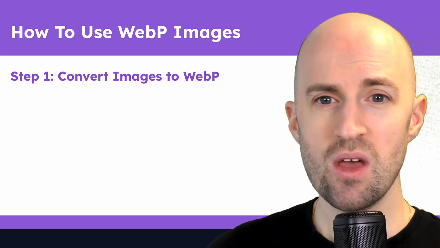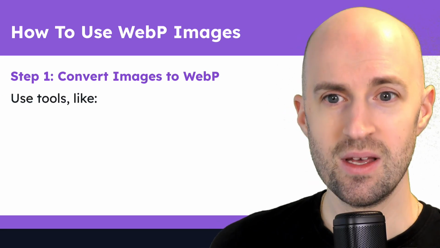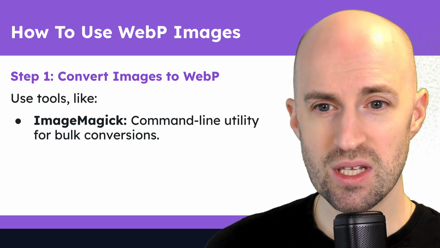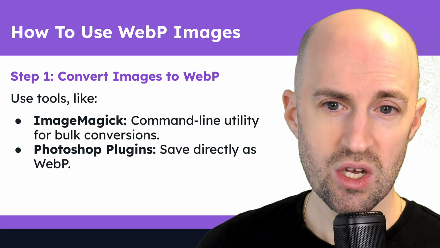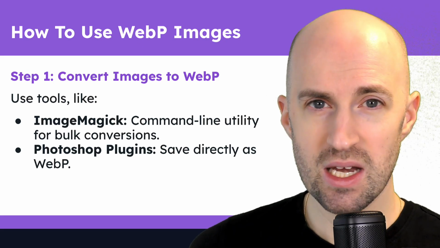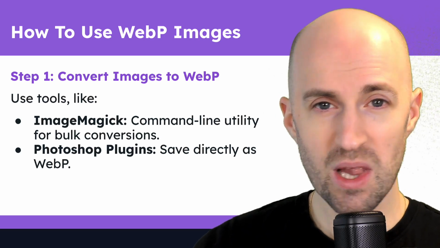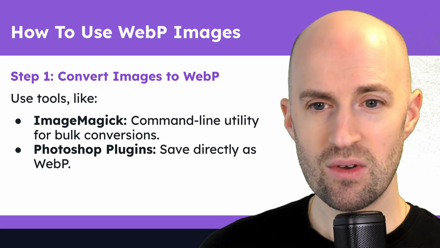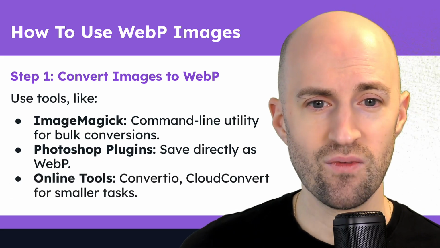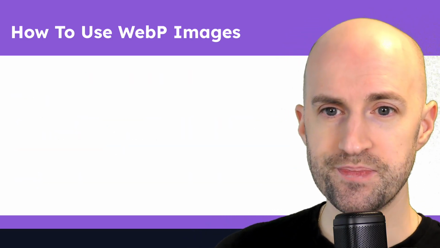So how do you use WebP images on your site? Well, step one is to convert your images to WebP format. You can use tools such as ImageMagick, a command line utility for bulk conversions, or you can use Photoshop plugins if you use Photoshop. If you use other image editing software, I'm sure they have WebP conversion plugins as well, so you can save directly as WebP. And there are online tools like Convertio, CloudConvert, or many others out there; you can just do a quick Google search.